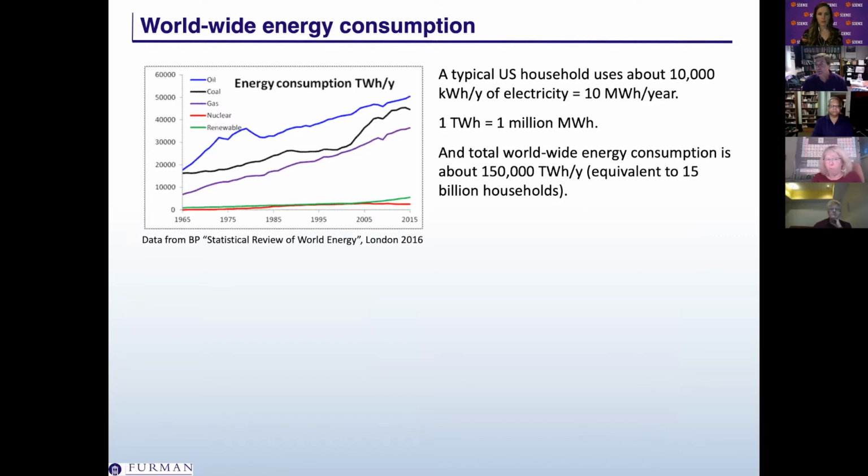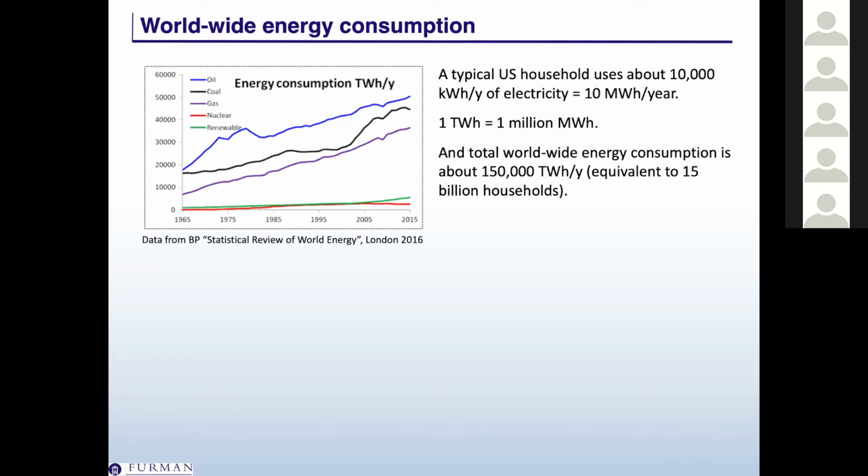These big numbers never mean anything to me. I take everything and break it down into something that can be meaningful. So I looked: a typical US household would use about 10,000 kilowatt hours of electricity per year. Well, that's 10 megawatt hours in 1 year, right? But this is a terawatt hour. So 1 terawatt hour is equal to 1 million megawatt hours. And what that all means is that if we add up all the energy here, and it's 150,000 terawatt hours per year, that's equivalent to the amount of energy that 15 billion average US households would consume.